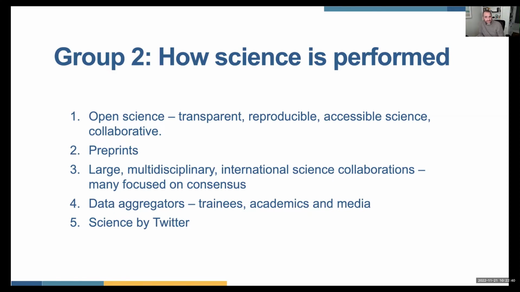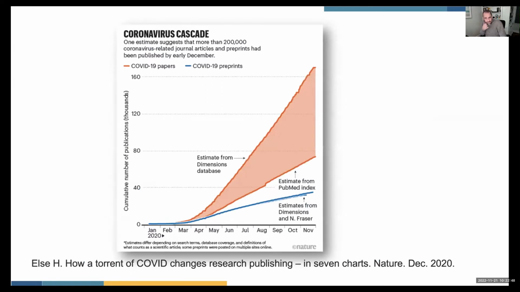Data aggregators, I think, are hopefully here for now. And then Science by Twitter, I think, is special mention one. So here's just one or two little slides, but this is from 2020. Just the growth of science is phenomenal. And then that blue line is the preprints.